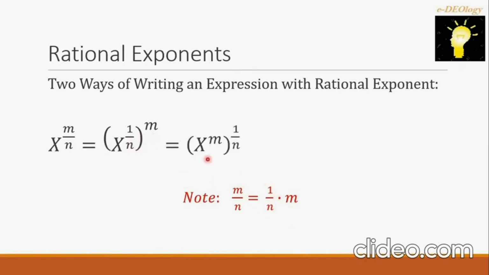This is the second way. When we have x raised to the m, or the numerator, and outside is the exponent 1 over n.